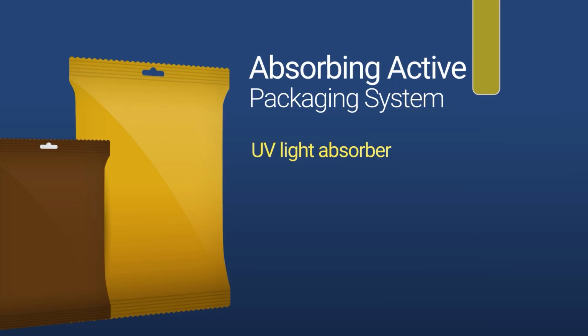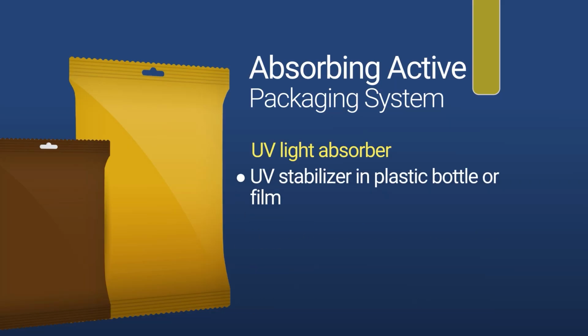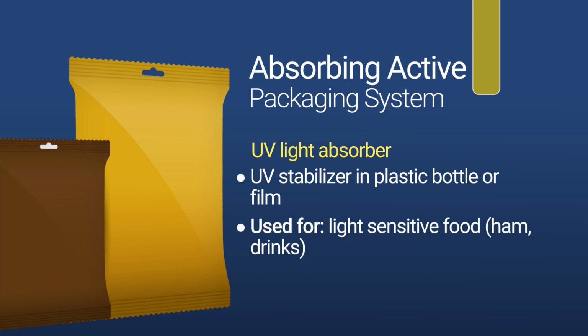Another type of absorbing active packaging system is UV light absorber. You know, UV light actually helps to oxidize the product. So just to prevent the oxidation, we can use UV light stabilizer in the plastic bottles or films for the light sensitive food group like cured products like ham, bacon or different drinks.